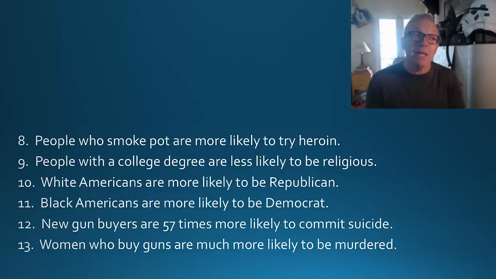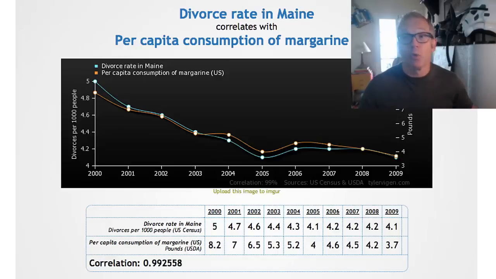It might be that women go out and buy a gun because she's being threatened or menaced, or she's afraid of an estranged boyfriend or husband or whatever. So it's not the gun buying that leads to her getting murdered. It's some other dangerous circumstances that leads her to go buy a gun and then also leads to her getting murdered. Another strange, random, accidental correlation in the world. The Maine divorce rate is positively correlated with margarine consumption. What the hell?